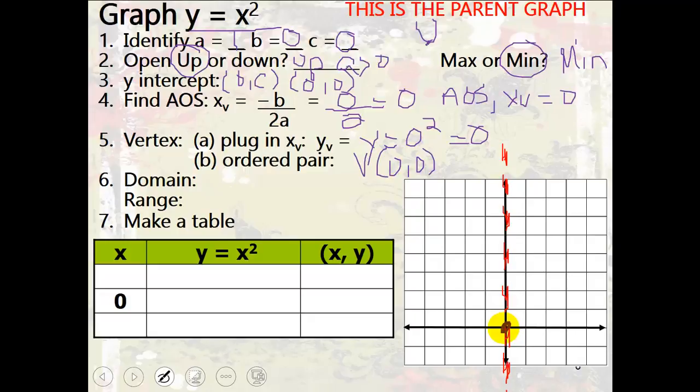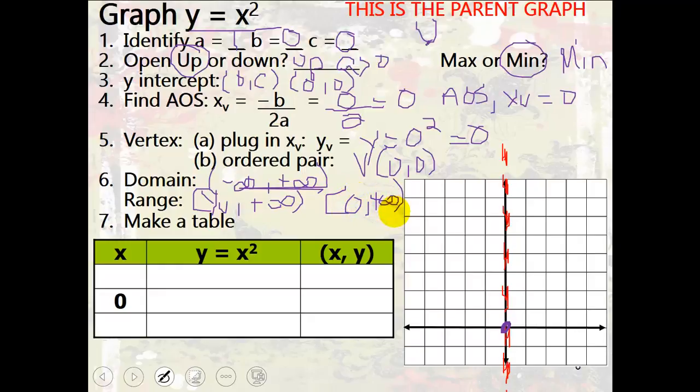The domain is always negative infinity to positive infinity. My range depends on the direction my graph is opening and the y-coordinate of my vertex. Because I have a minimum, my y-coordinate is going to be the smallest value, and it's going to go off to positive infinity. So I'm going to have 0 to positive infinity.